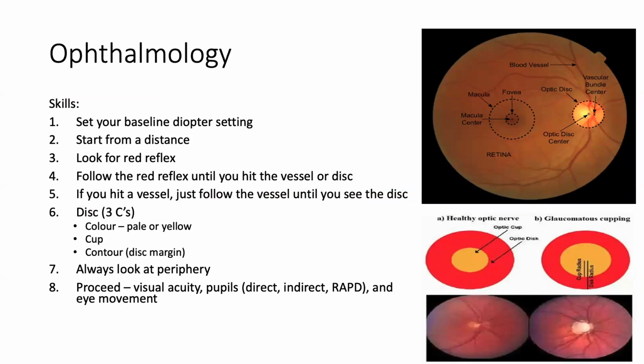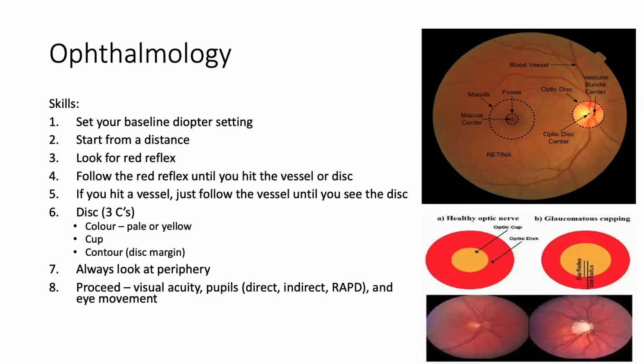If you're wearing glasses, take them off and just observe through the aperture of the fundoscope. Look at a sign from a distance, for example the exit sign. Adjust the power until you see the sign clearly, and whatever number is on that diopter, that's your baseline diopter setting. So every time you get a new ophthalmoscope, that will be your baseline power.